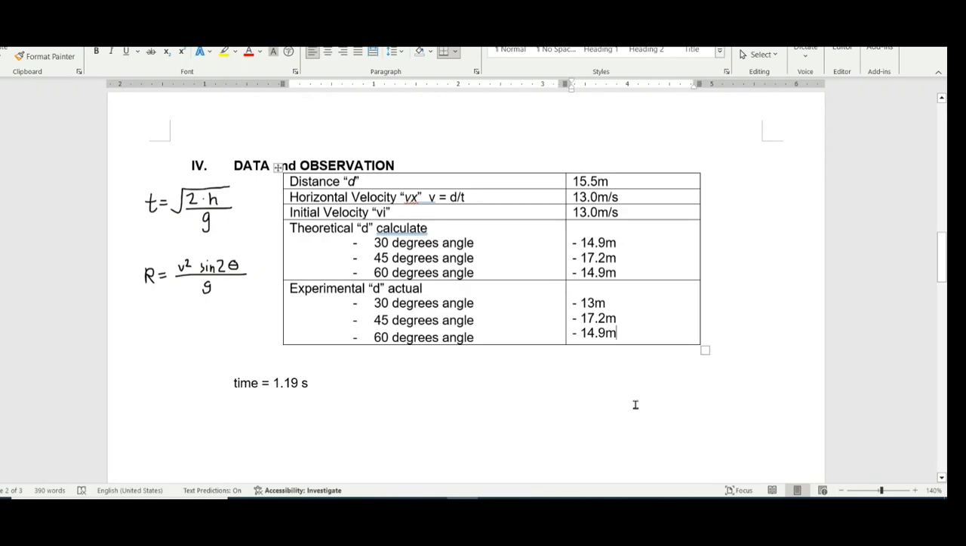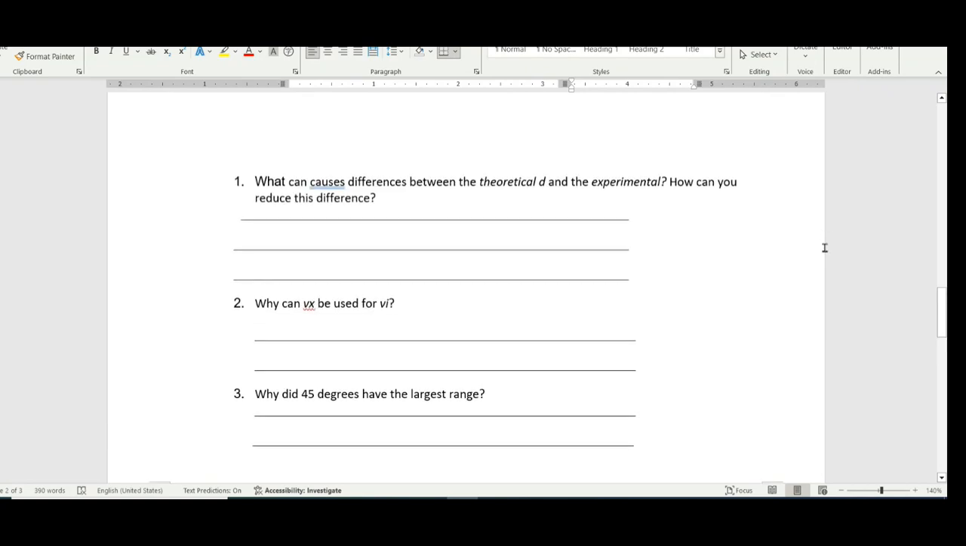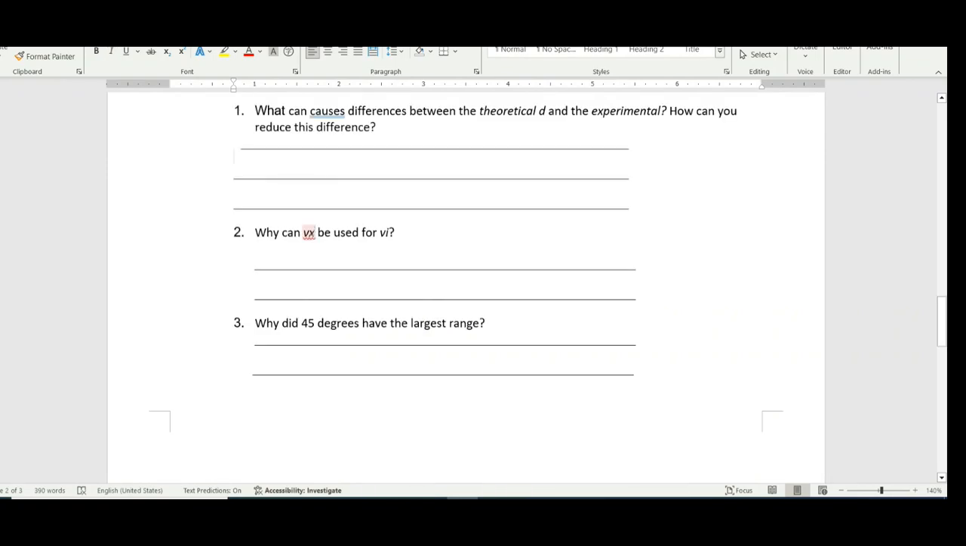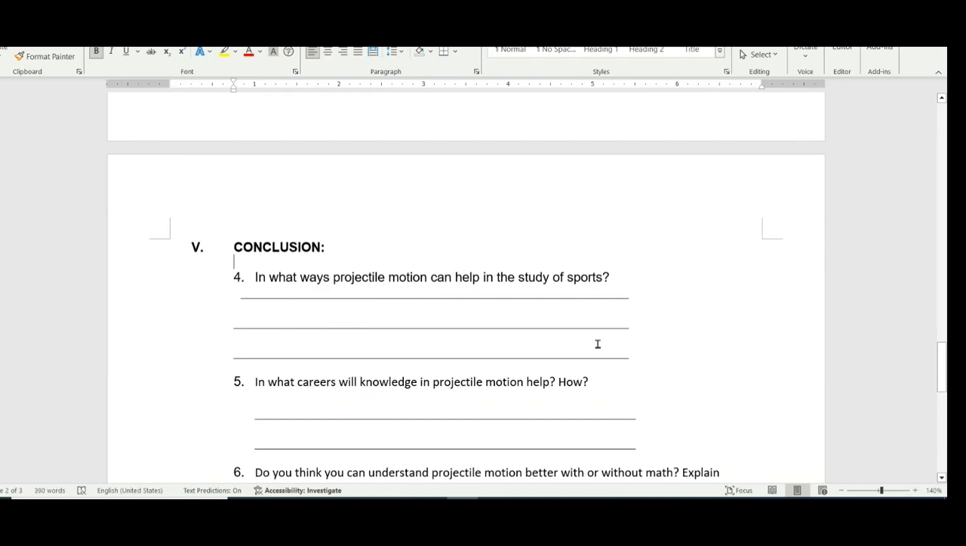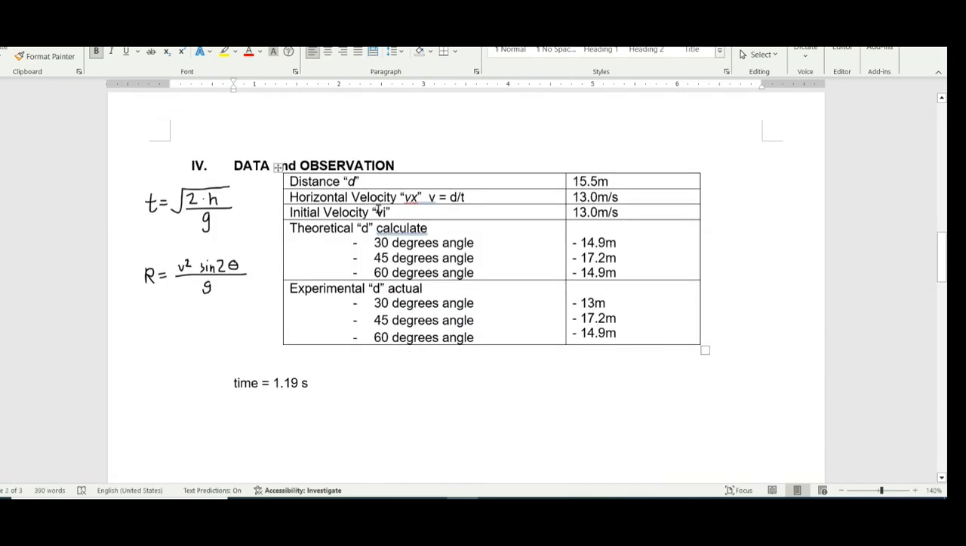So this is just how to do your lab report, and we hope to see you soon, and we hope to compare answers. So once you get your data and observations here, just answer the next questions. For example, if you have a difference between your theoretical distance and your experimental, why do you think there's a difference? And so on and so forth. But in this video, we just showed you how to find the data and observation here. So we hope you learned a lot, and God bless.